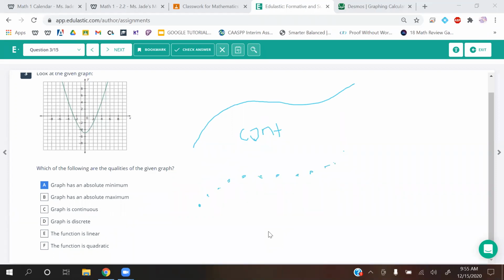So do we have ours looking continuous or discrete? You can shorten it with C-O-N-T or D-I-S-C for continuous or discrete. Which one do we have? All right, before I even asked, you guys were like, we have continuous, Miss Jade. Yes, good job. We have a continuous graph because ours is made of a solid line. It's not a bunch of dots that are disconnected. Good job.